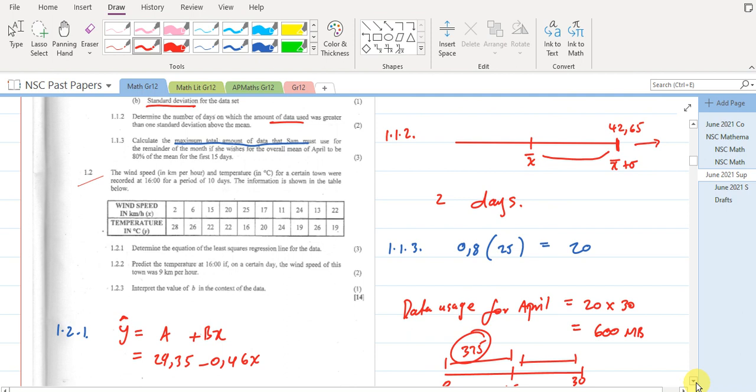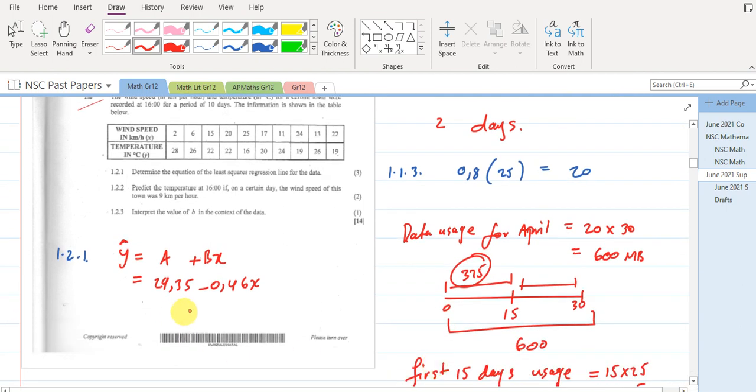Now we have determined the equation of the least squares regression line for the data: 29.35 minus 0.46x. Remember, this value of negative 0.46 represents the gradient. It means that I will have a downward sloping line, a negative relationship between x and y.